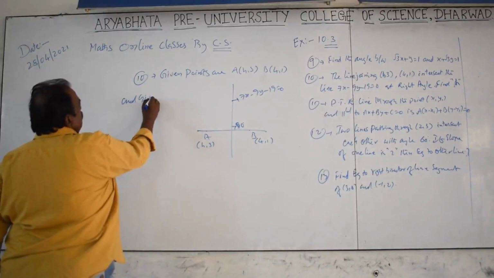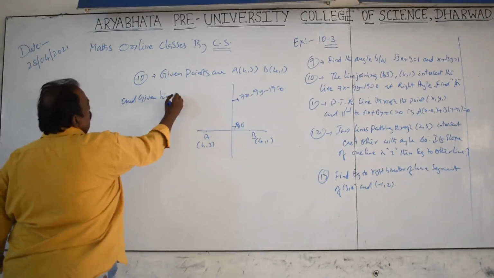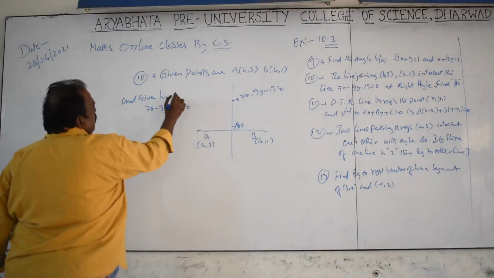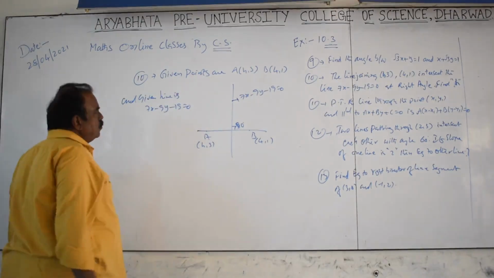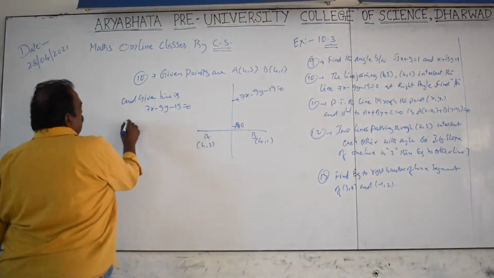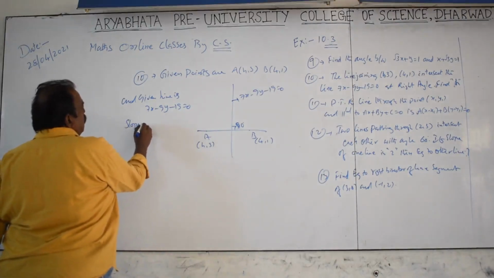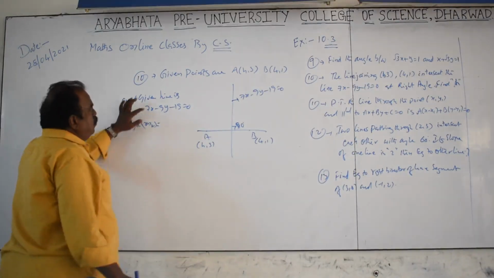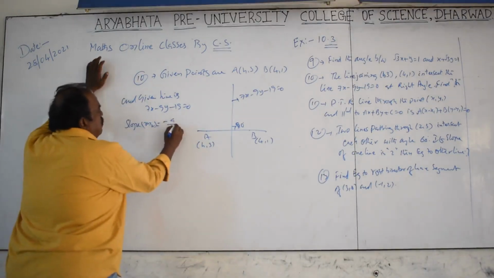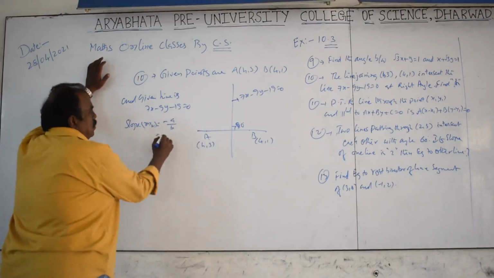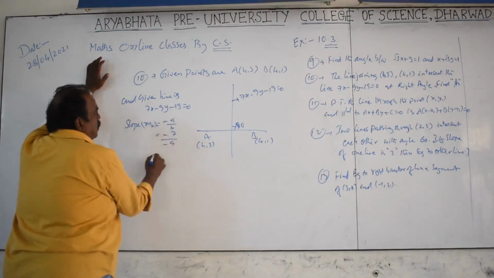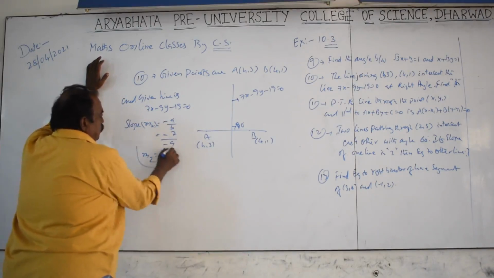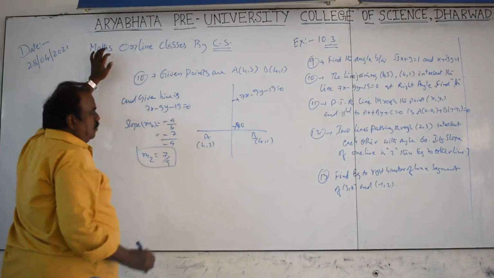And the given line is 7x minus 9y minus 19 equals 0. Now, what is the slope? Say it is m2. The formula is minus a by b, so it is minus 7 by minus 9, which is 7 by 9. This is m2, the slope of the given line.